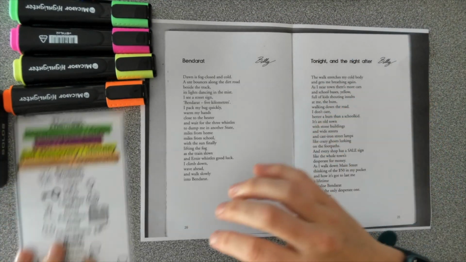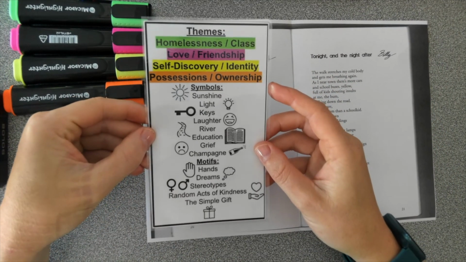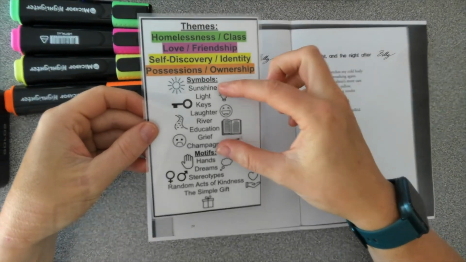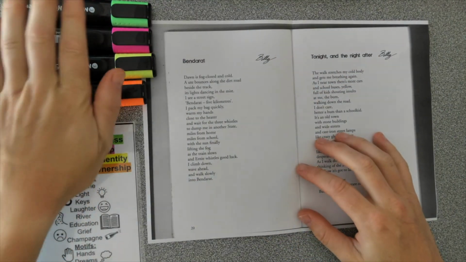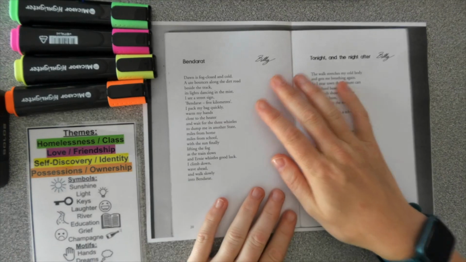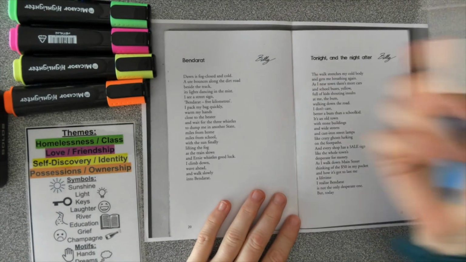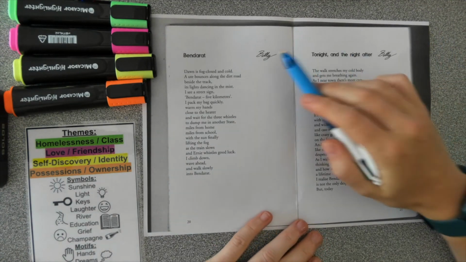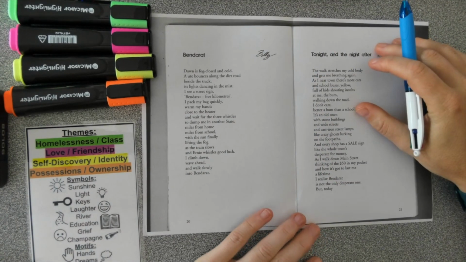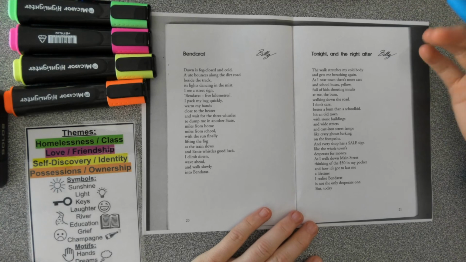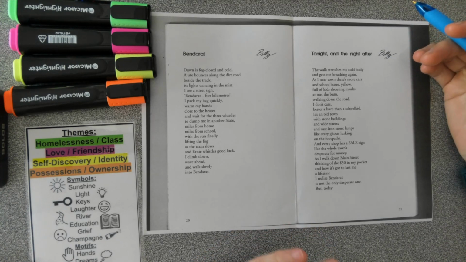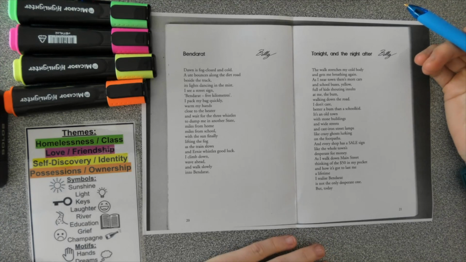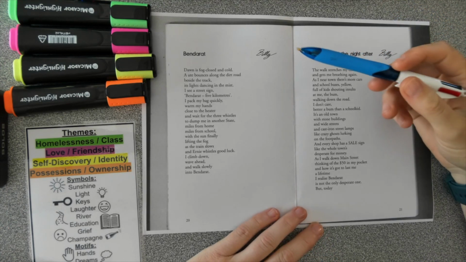So to start our annotations, we will need our bookmark, which gives us our themes and our symbols and our motifs. We'll also need our highlighters for highlighting our themes, and we will need a pen to record our annotations. So we've got our text here called Benderat, and Billy is giving us his perspective in this poem. So we want to use our close reading strategies to start with. So we want to read this text first before we start thinking about annotating.